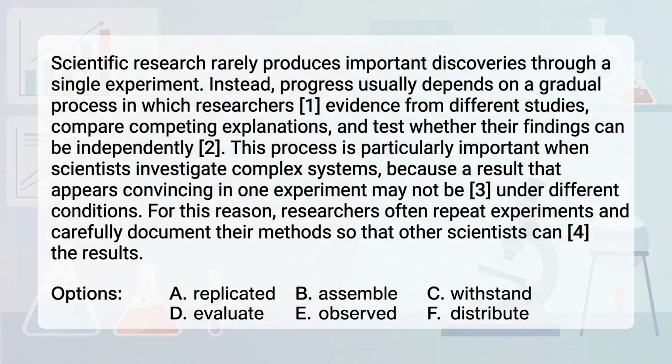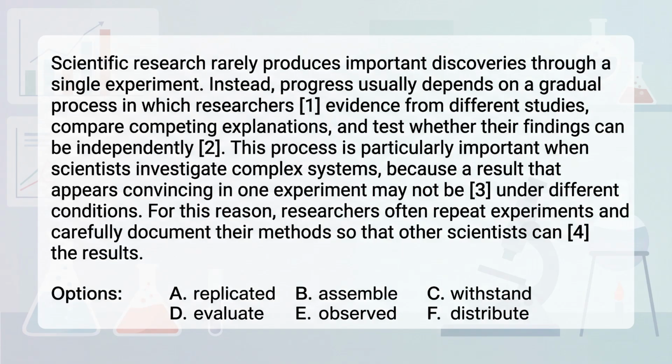We have, and test whether their findings can be independently blank too. Look really closely at the phrasing right before that blank. Can be independently. This is a massive grammar clue. That structure dictates mathematically that the blank must be filled with a past participle. So, glancing back at our options, replicated, observed, and evaluate are our candidates. But evaluate isn't a past participle, so we cross it out immediately. Between replicated and observed, which one makes perfect sense in the context of scientific findings being independently tested?